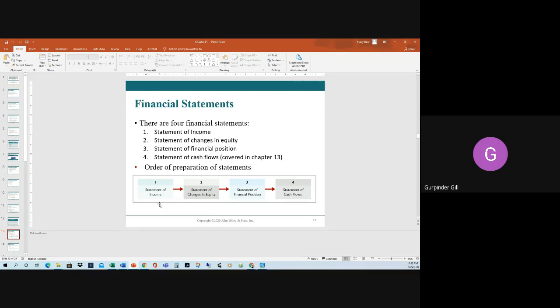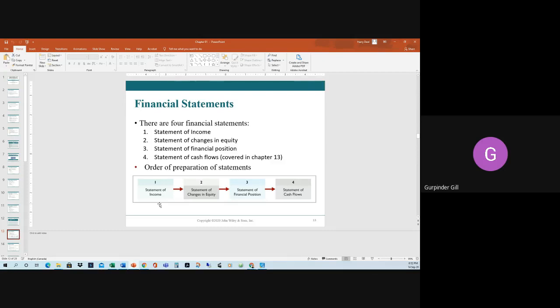As you can see here, this is how we prepare the financial statements. The statement of income is always made first, then we make our statement of changes in equity, then the statement of financial position, and finally our statement of cash flow.